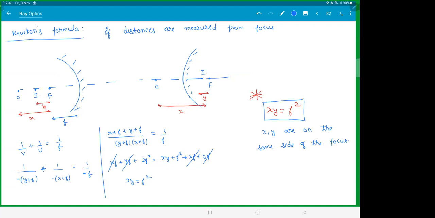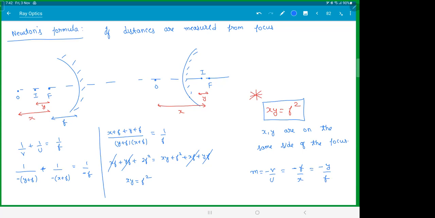Meaning, if u is negative, v also has to be negative. If u is positive, v also has to be positive, meaning both have to be, the x and y, the distances, right? They should be on the same side. Because if one is positive and one is negative, f square will become negative. Check it out. Similarly, if you want magnification, we can substitute minus v by u, and this thing turns out to be minus f by x, or the same thing, minus y by f.